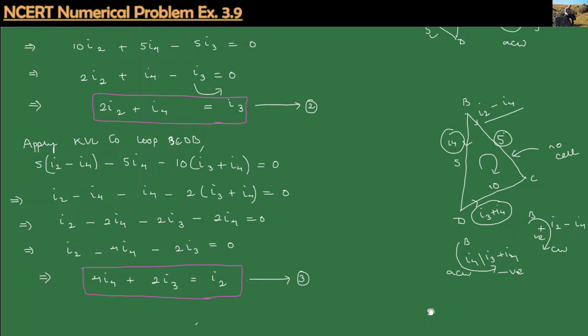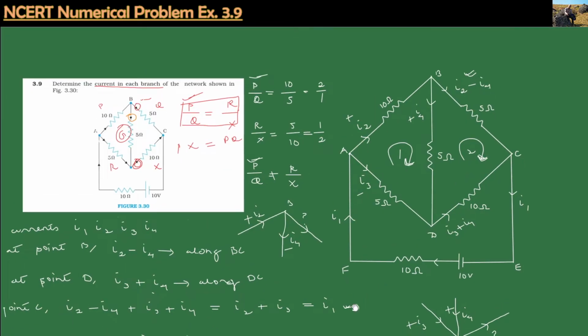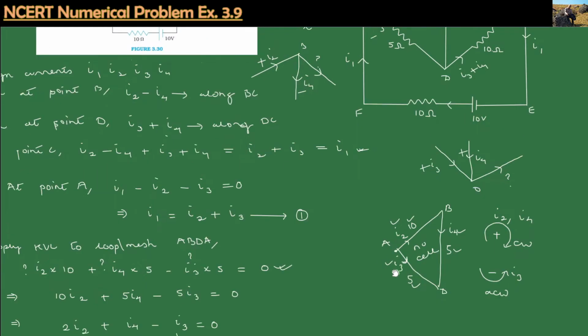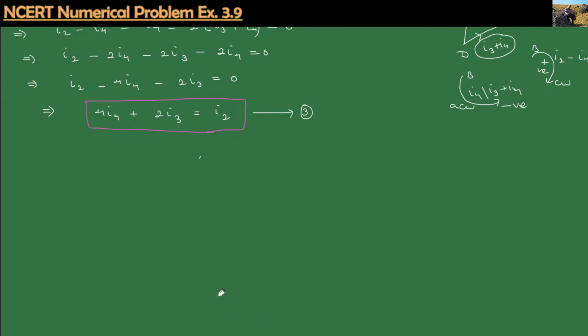Next, let us apply Kirchhoff's voltage law on this loop A, B, C, E, F, A. Apply Kirchhoff's voltage law on the loop A, B, C, F, A. What do we have?